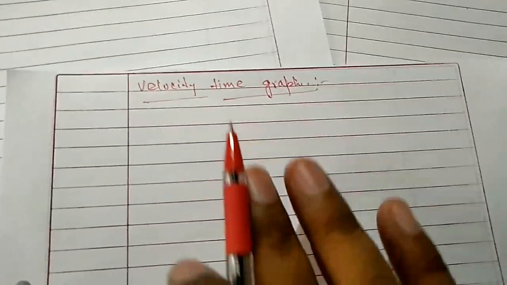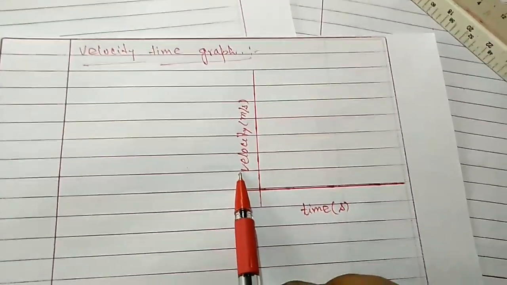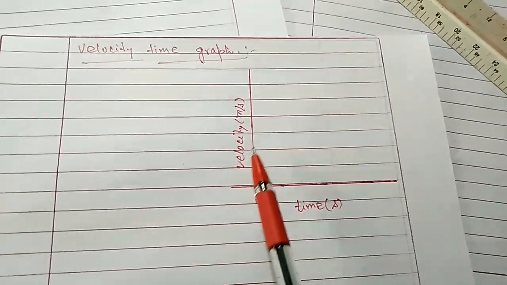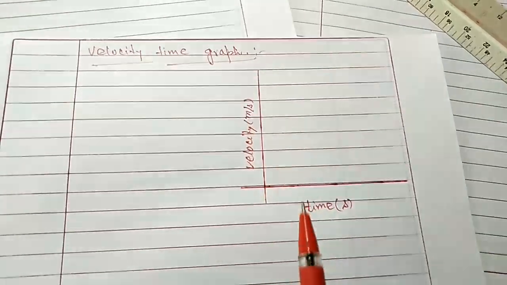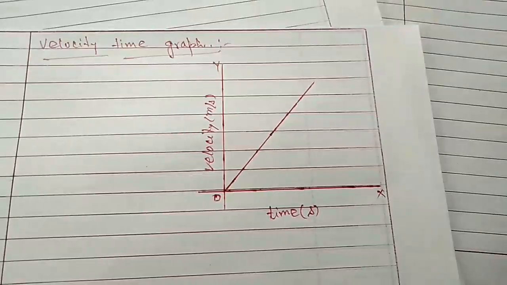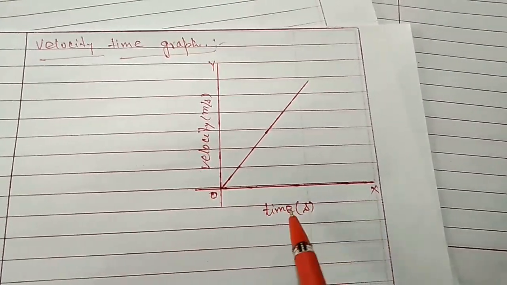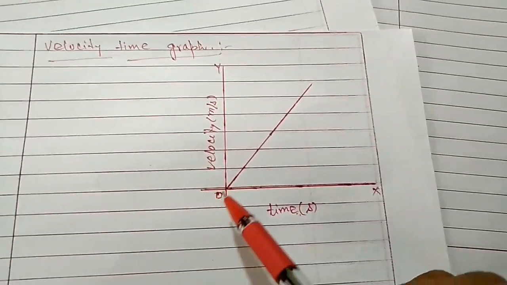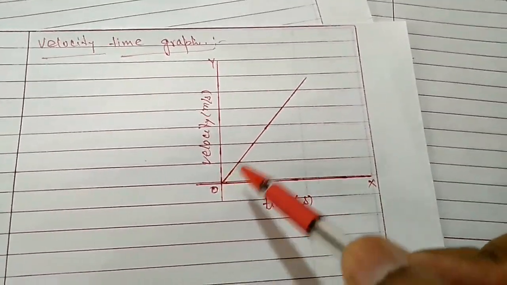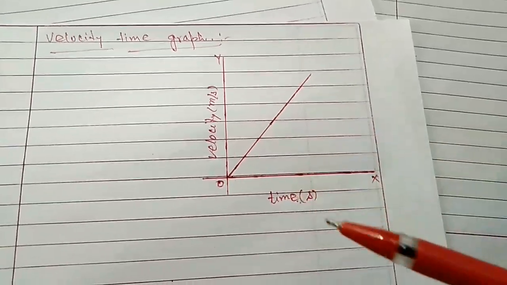Let's see. So here it is, the velocity time graph. I'm starting with the first graph. Let's draw it: velocity on the y-axis and time on the x-axis. The unit of velocity is meter per second and time is in seconds. So OX is the time axis, OY is the velocity axis, and we have supposed the first graph, a straight line.